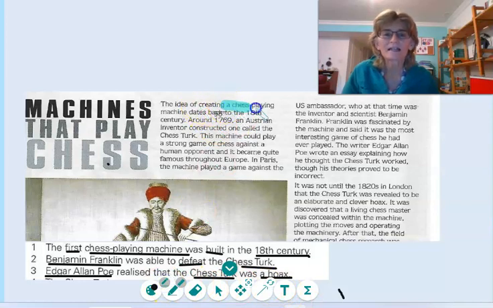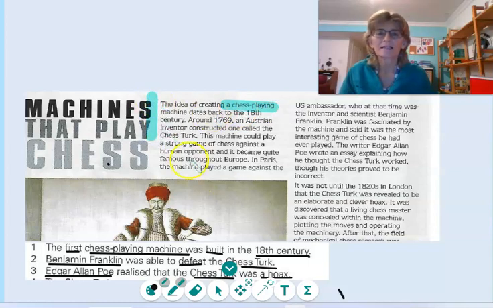Okay, and you've got some dates here. So let's just read this part here. The idea of creating a chess playing machine dates back to the 18th century. Okay, so the idea dates back to the 18th century, but it doesn't say it was built. So if we just went on that sentence alone, we don't know, it would be not given.